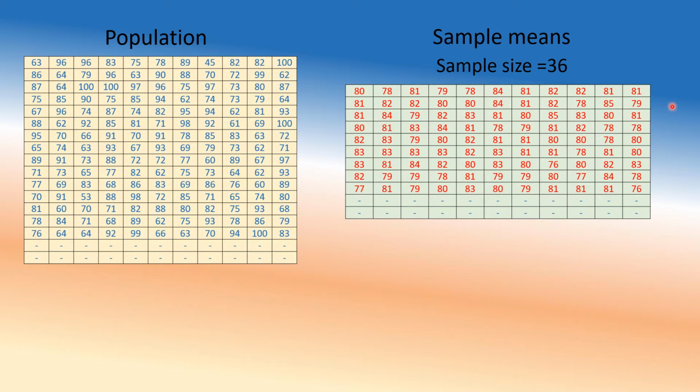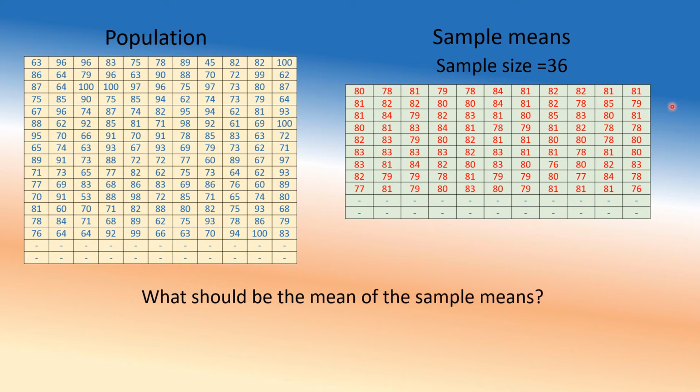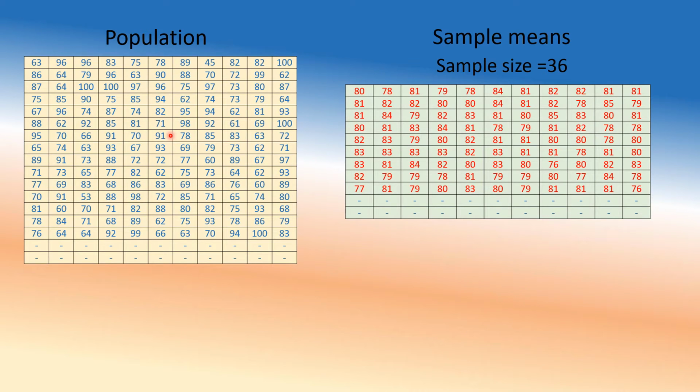Now, what will be the mean of the sample means? That is kind of easy to say, because the sample means that you see here came from the population anyway. This 80 is a bunch of these numbers divided by 36. So logic tells us that the mean of the sample means will be basically the mean of the population.